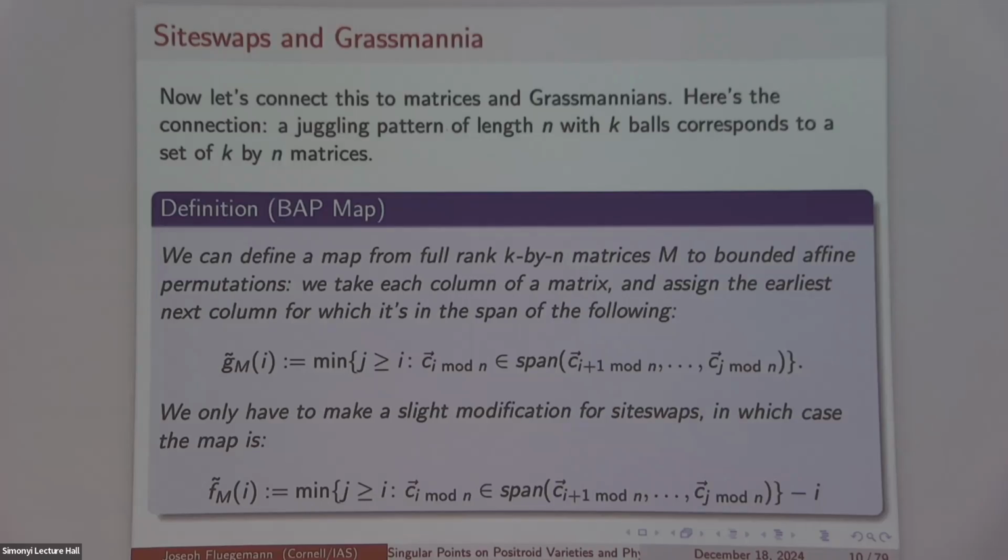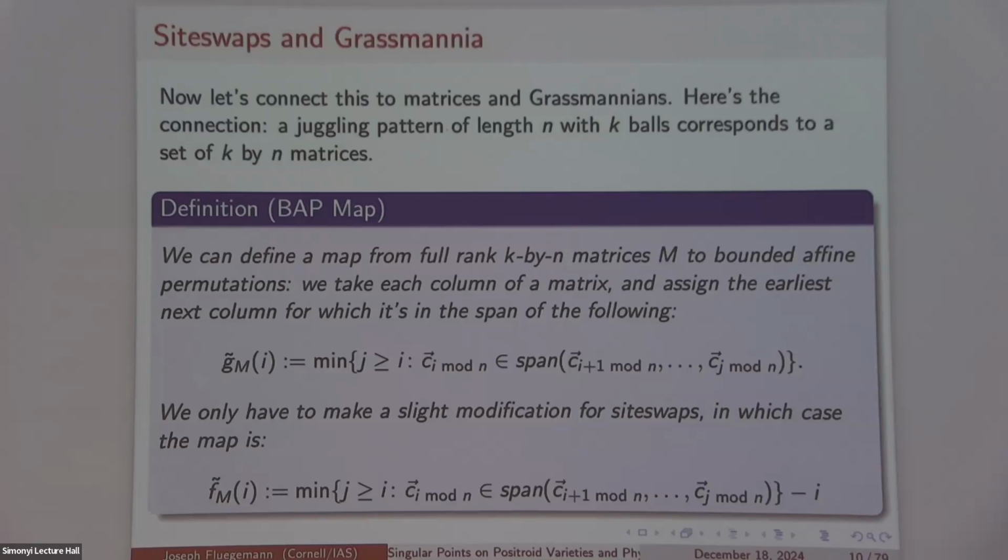What if I did this? Okay, so then G tilde M of 2 would be 2, 3, 4, 5. That would be 5.